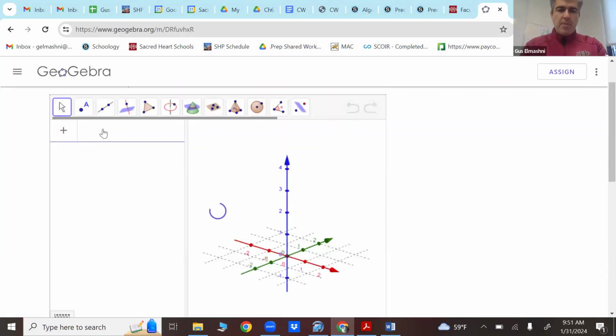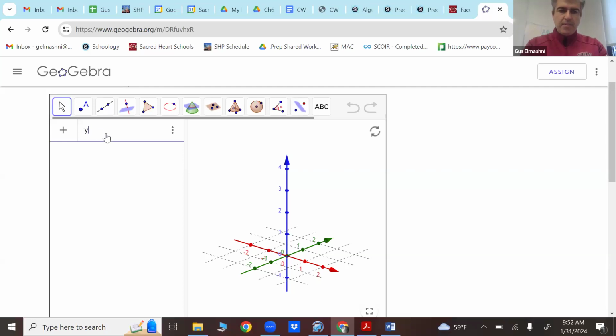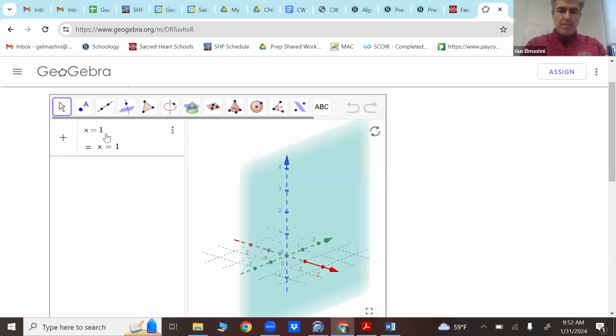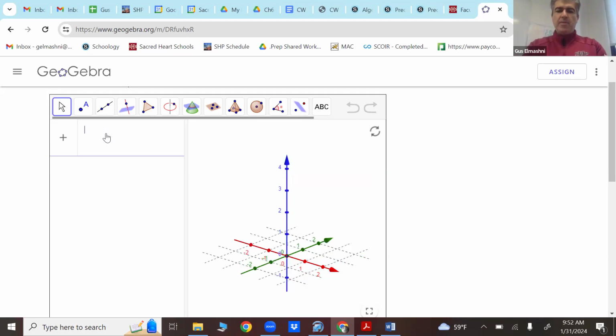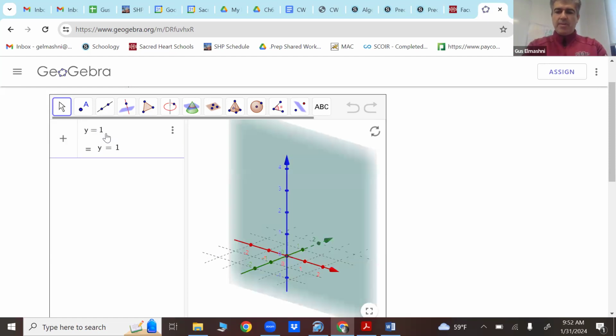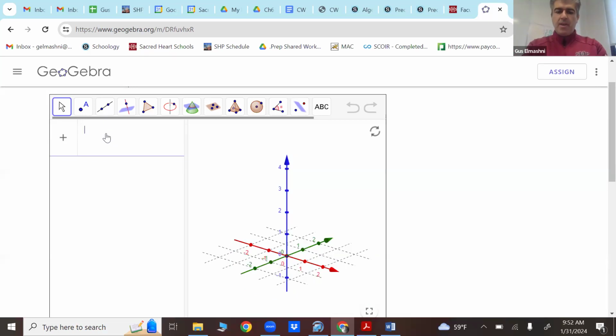So, for example, what if I were to graph x equals 1? What did it just do? It's kind of weird. Let me clear first. You see nothing, right? The x equals 1. You see, it gives you a plane. If I just do x, it does a line, right? Or if I do y equals 1, see, it does another plane. If I do z equals 1, there's another plane.